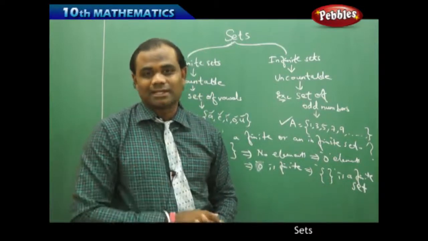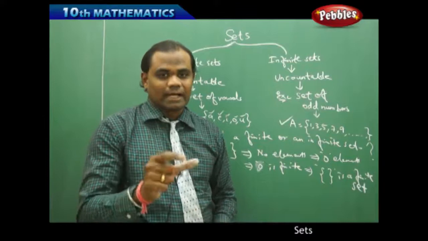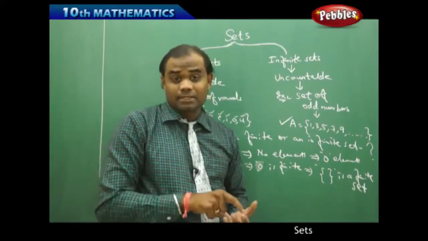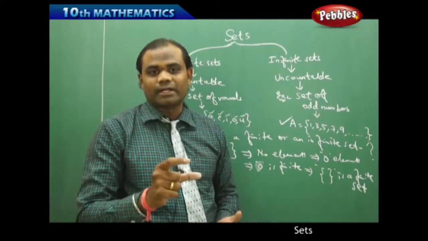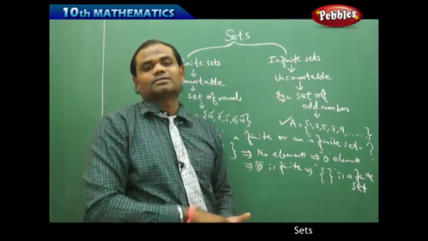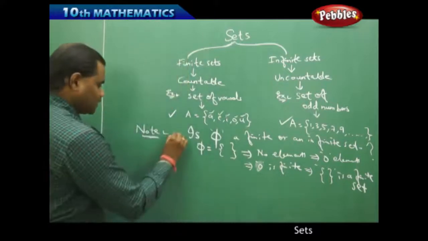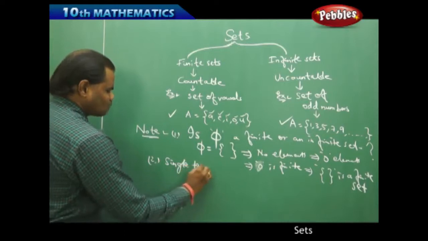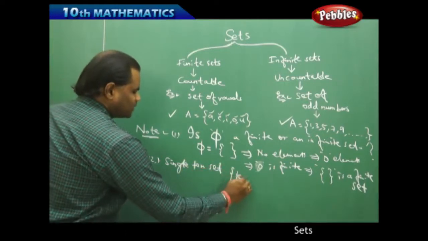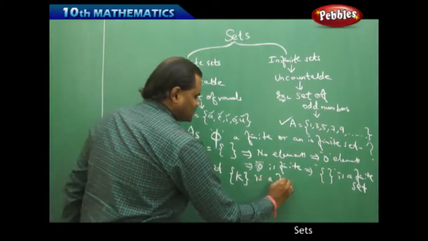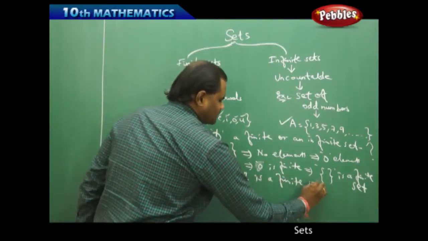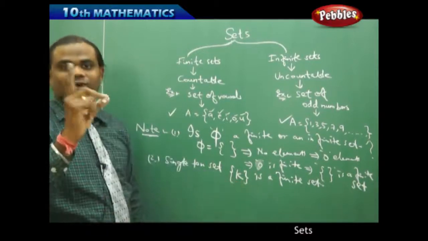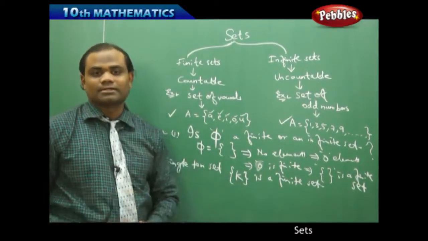Similarly, in the case of a singleton set, the singleton set has only one element. Therefore, the number of elements in the singleton set is 1 and 1 is finite, therefore the singleton set is finite. So if I take the second note, a singleton set, generally denoted with this, is a finite set, supported with the number of elements in the singleton set being 1, and 1 is finite, therefore this is a finite set.